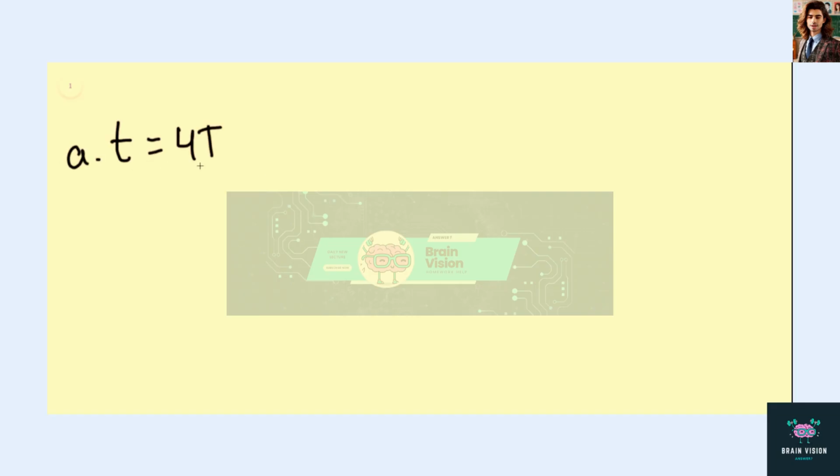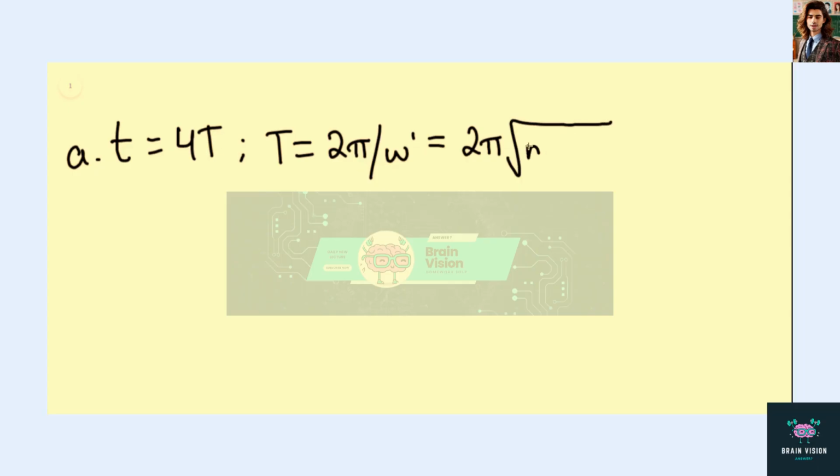So here we are told that when t equals 4 times the period, this would be for part A. When t equals 4 times the period, we can say that T is equal to 2 pi divided by omega prime, and this would be equal to 2 pi multiplied by the square root of the mass divided by the spring constant. This is given to us.